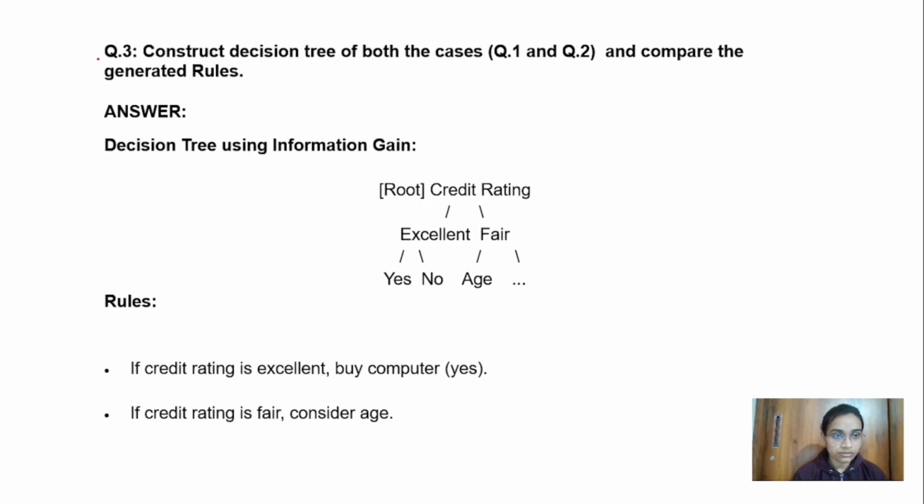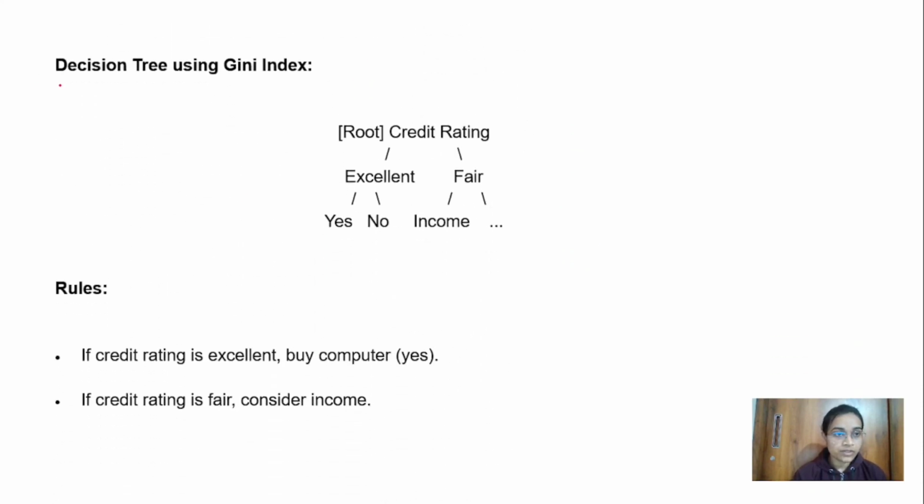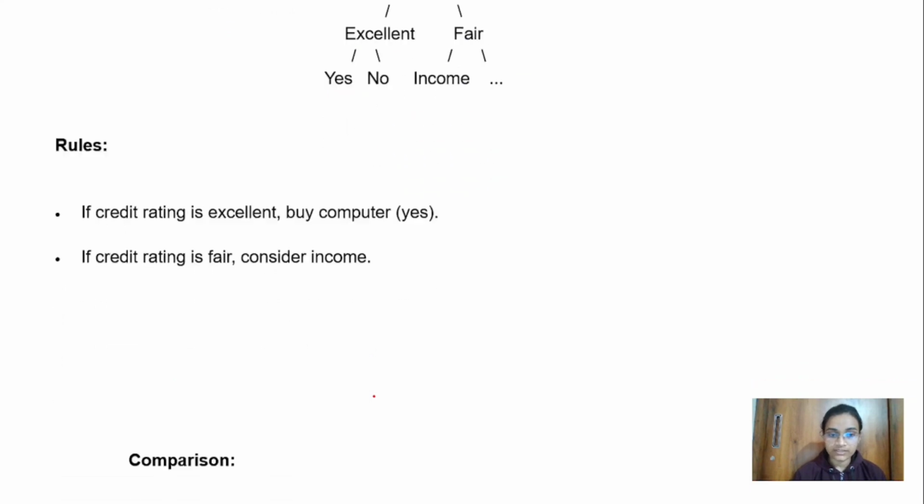Now in question number 3, construct the decision trees for both cases 1 and 2 and compare the generated rules. So the decision tree using information gain was this, and the rules generated are: if credit rating is excellent, buy computer; if credit rating is fair, we can consider age for further classification. And the decision tree using the Gini index value is like this. The root node is the same for both cases. Rules generated are: if credit rating is excellent, the person will buy a computer, and if credit rating is fair, we will consider income for further decision making.